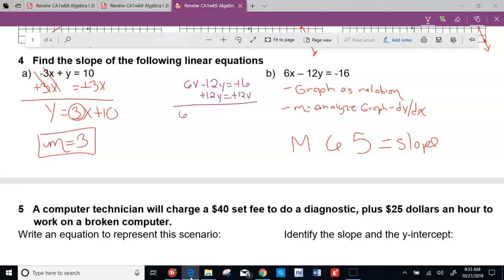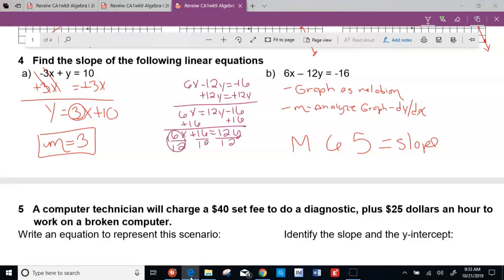When I do that, I get 6x equals 12y minus 16. I'll go ahead and add 16 to both sides, move that over to the other side. And now I get 6x plus 16 equals 12y. To get y by itself, I divide every single term by 12.